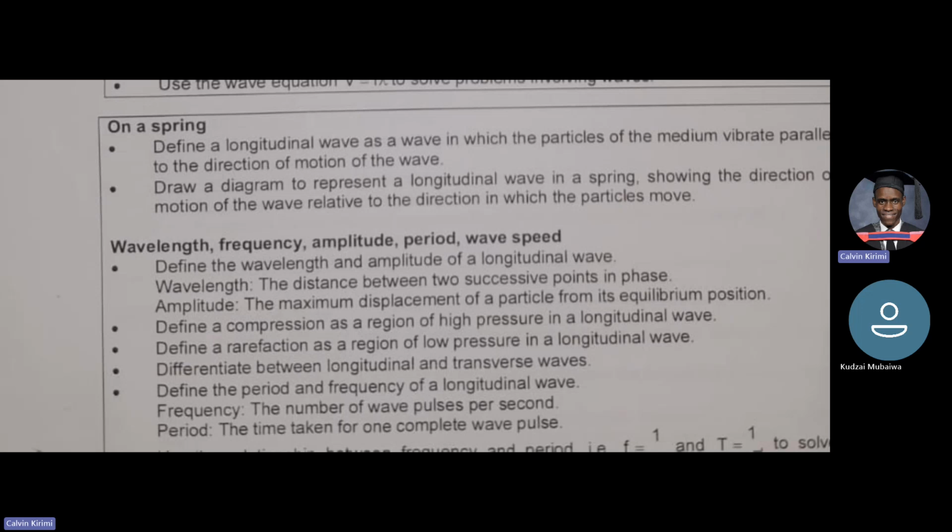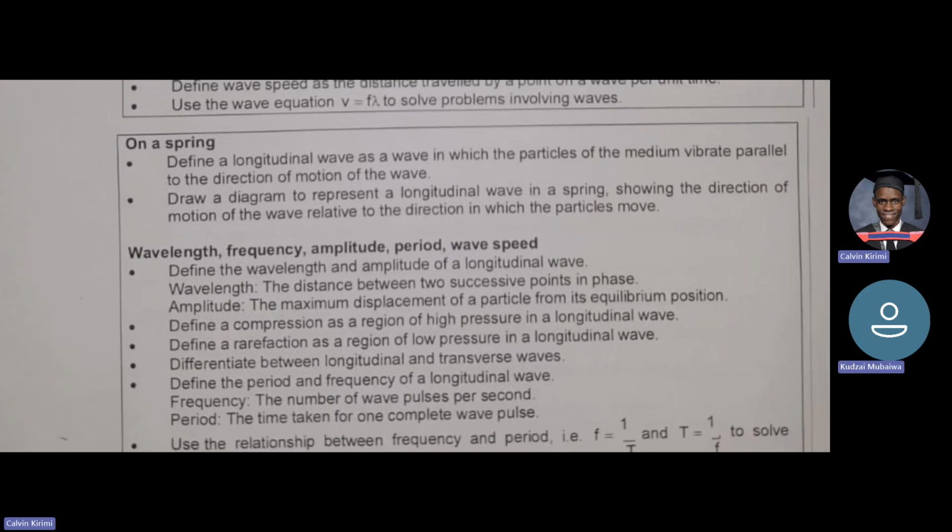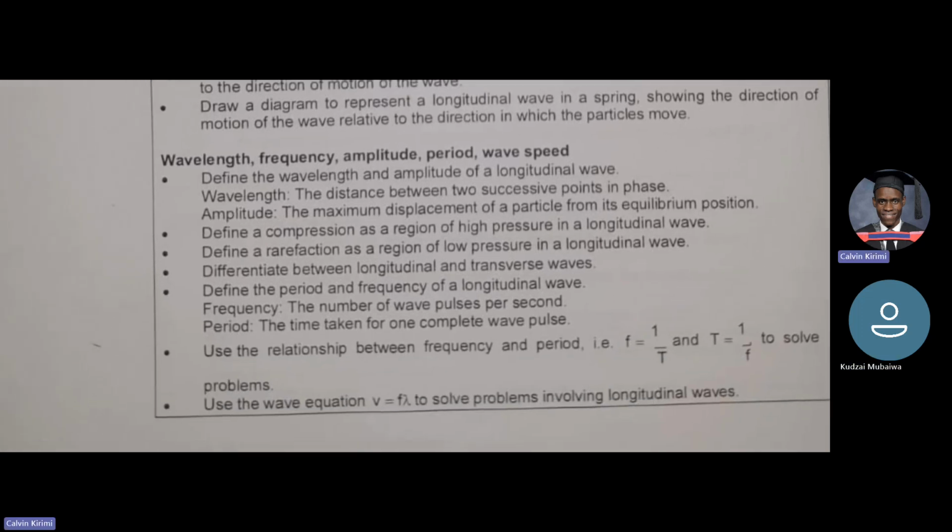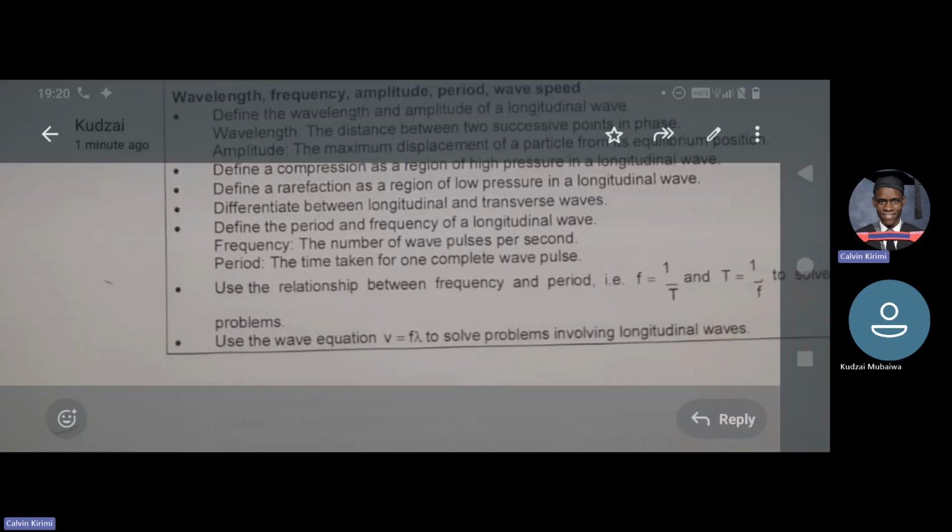So from the definition, the vibration on a spring is parallel to the direction of the motion. On a transverse wave, it's not parallel, but perpendicular to the disturbance or the motion. Okay. Yes, sir. So these are key things to know. Frequency, we have discussed this one. Let's see another scope which we are talking about.